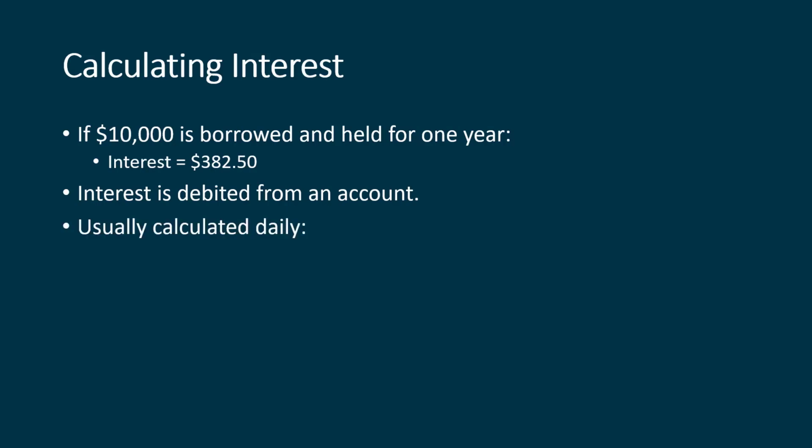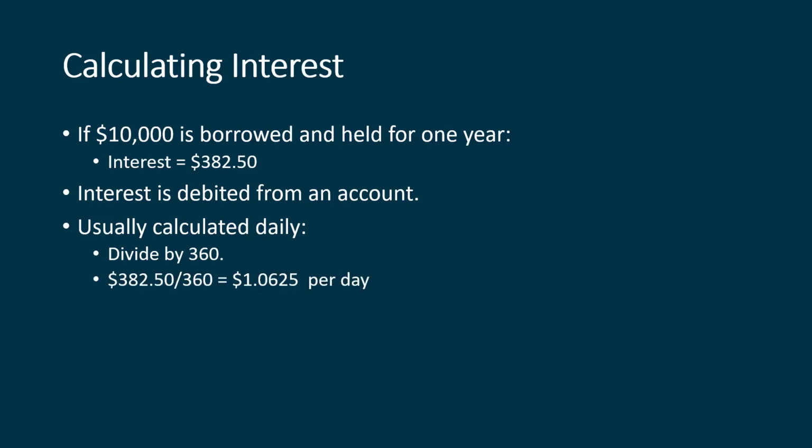It's usually calculated daily. And what they do in finance quite a bit is instead of dividing by 365, they divide by 360. And instead of saying some months have 30, 31 days, February has 28, 29 days, they just say each month is 30 days. So 30 times 12 is 360. That helps to keep the math a lot more simple.